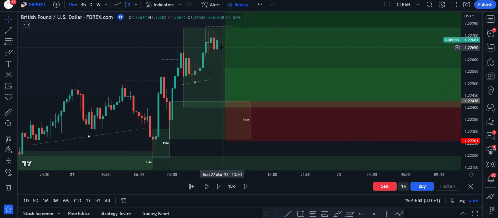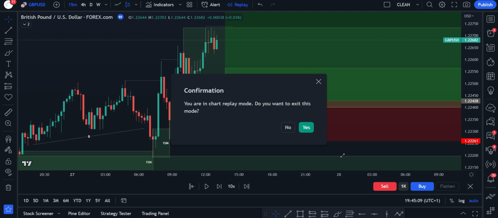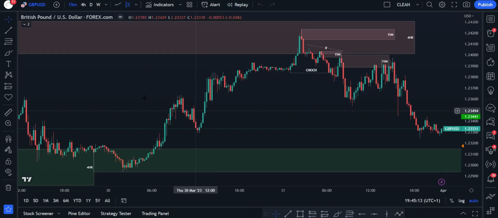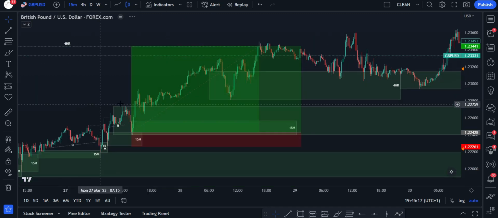So price came in, tapped into this, and then went. So I'm just going to, previously when I've tried to move candle by candle, my audio has cut out. So I'm just going to exit bar replay, and then hopefully this all works out. So you can see this is where we were.